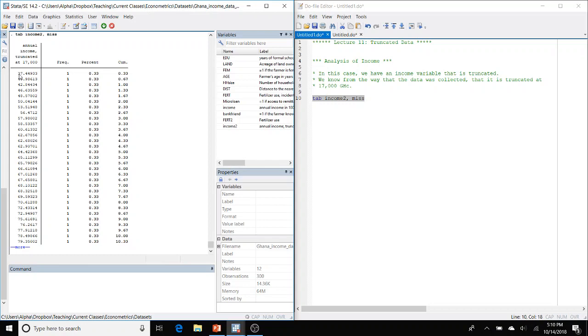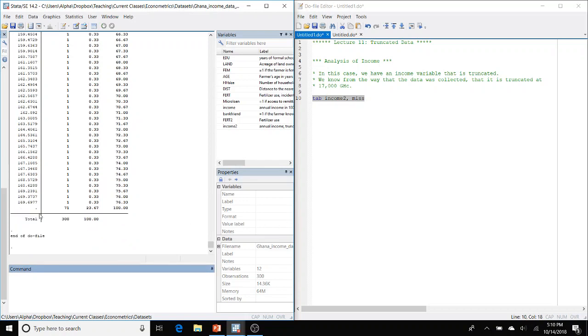We've got one person with, all right, this is measured in 100 Ghana cedis, so this is 3,700. One person with 3,700 and so on. We keep going, and we find we have 71 observations, so 23% of the sample has missing values. It looks like it confirms what I was saying: our data is truncated at 17,000, because we only have observations that are smaller than 17,000. We can also look in the data set.